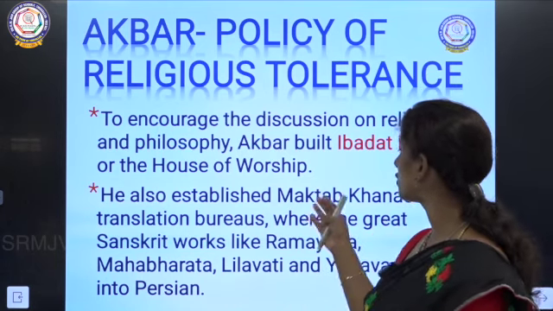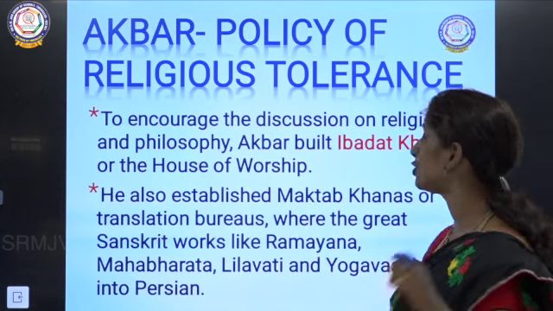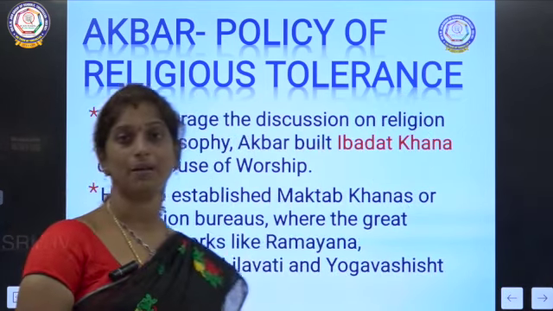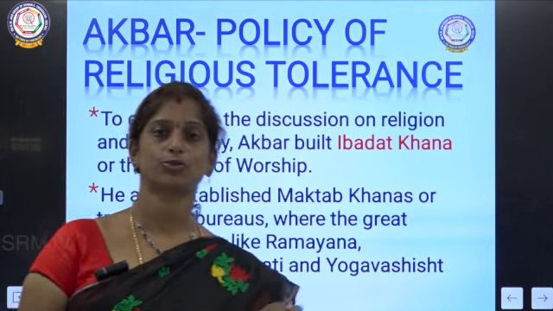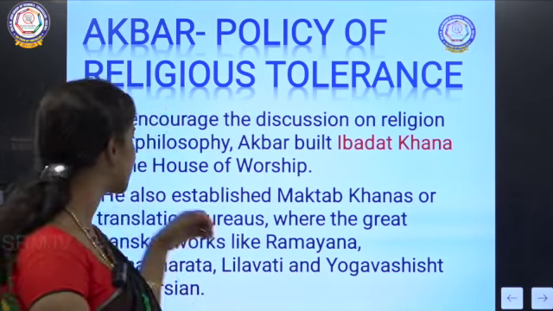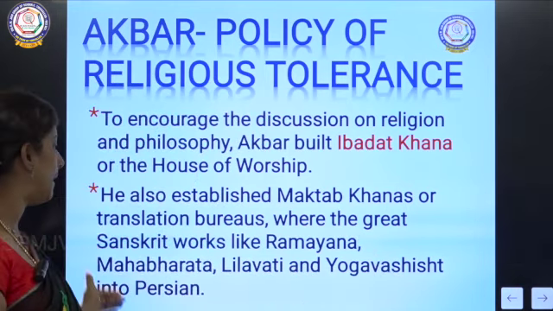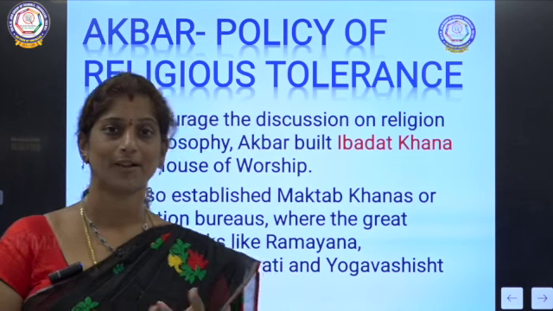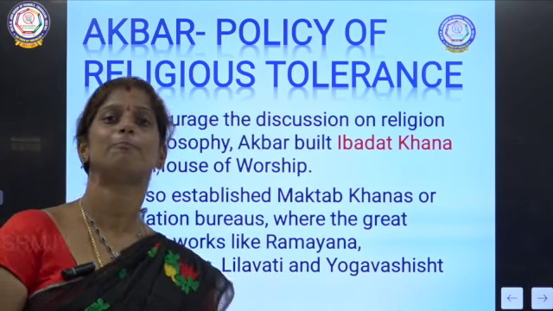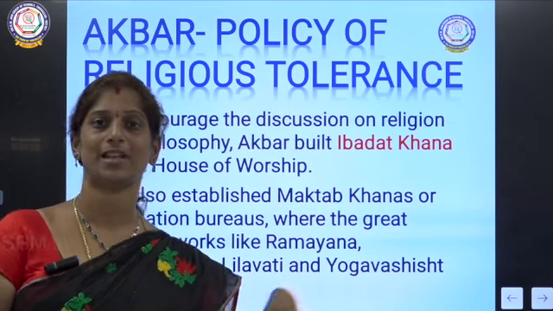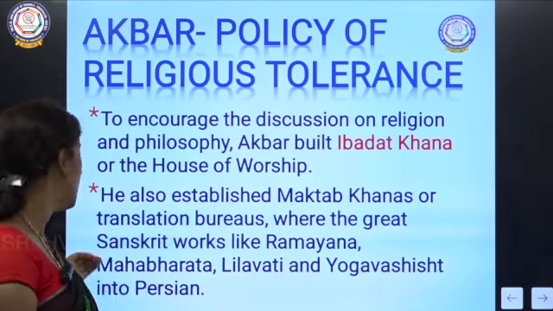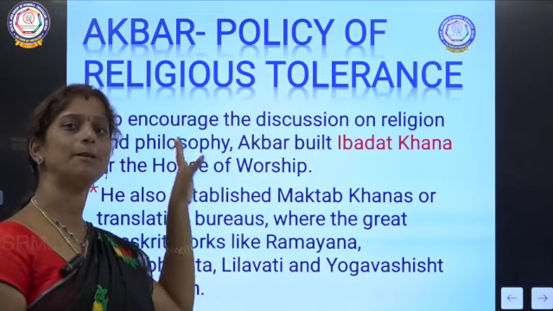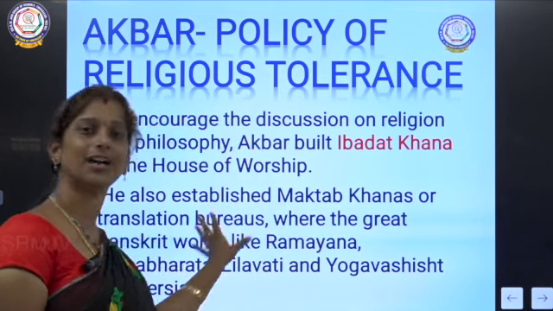And he also established Maktab Khanas, or translation bureaus. He set up a separate place for translation called Maktab Khanas. There, people translated Sanskrit works like Ramayana, Mahabharata, Leelavati and Yoga Vasishtha. All these are the treasures of our country, right? He wanted his people to learn these treasures in their own language, so he set up these places to translate them into the Persian language. Okay, so two places we have seen. One is Ibadat Khana, the place for worship. Then came Maktab Khana, the place for translation.